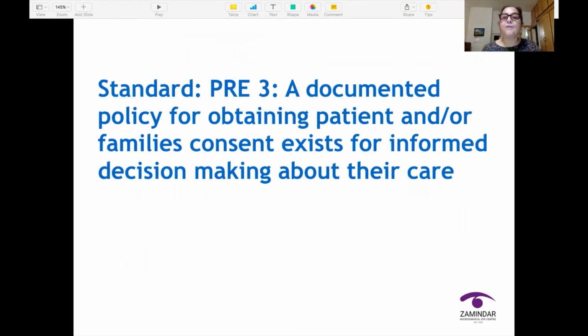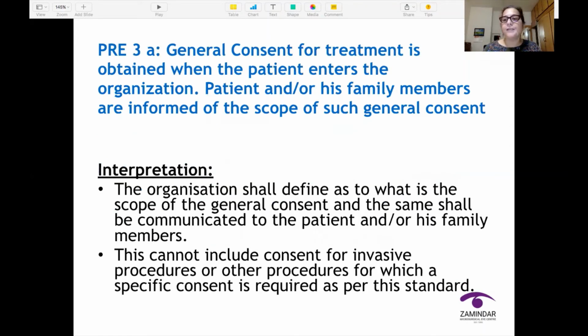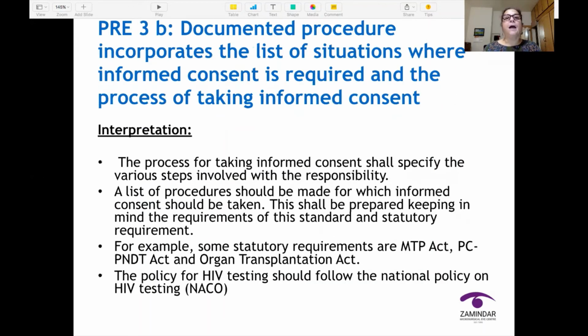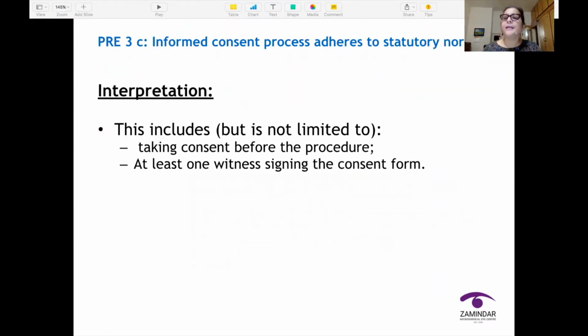A documented policy for obtaining the patient's or family's consent should exist for informed decision making about their care. About the consent, like I already said, general consent is not needed now. And the list of situations where informed consent is required, we already spoke about that: all procedures, everything, even a cauterization or a foreign body removal, there should be a consent taken. That is mandatory and very, very important, because if there is a complication and a consent is not taken, then there is a problem, and you can be taken to the court of law.